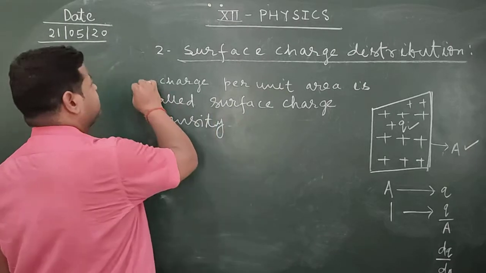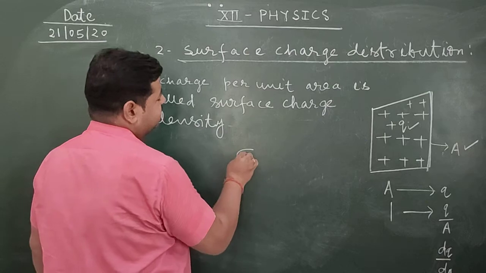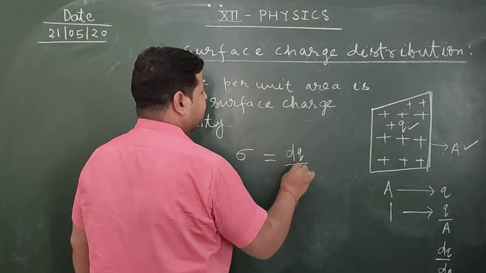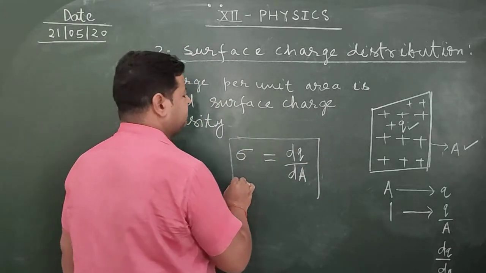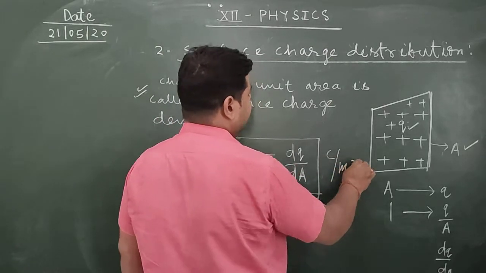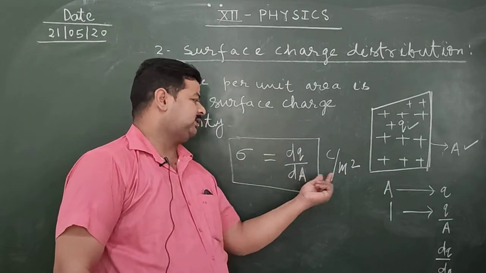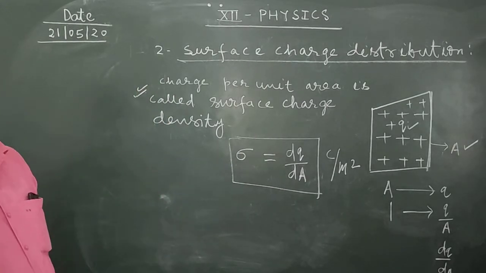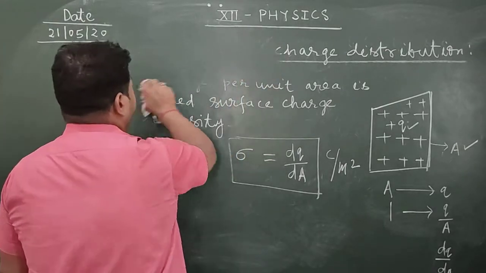Clear? So this is the definition of surface charge density, and surface charge density is represented by sigma. So here sigma is equal to dq by dA, and the unit of surface charge density is coulomb per meter square, because unit of charge is coulomb and unit of area is meter square. So this is a second topic, that is surface charge distribution. Now we come to the third topic.